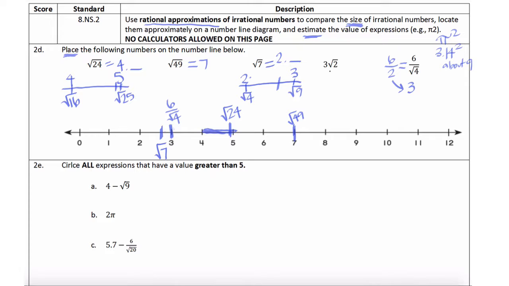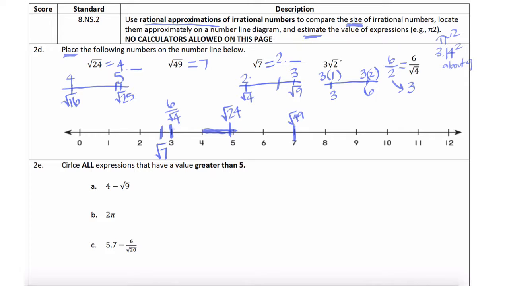Last one, 3 multiplied by the root of 2. So 1 squared is 1, so it's too small. And then 3 multiplied by 2 squared is 4, so that's too high. So it's going to be somewhere between 3 multiplied by 1 and 3 multiplied by 2. That's actually quite a range, between 3 and 6, so we've got to be a little more careful here.